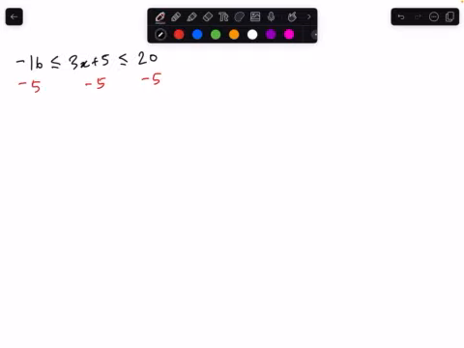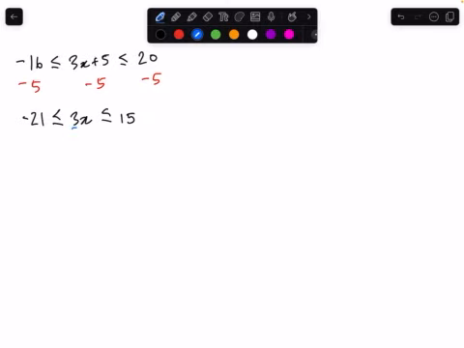we're going to end up with -16 minus 5 on the left side, which is, again, I'm not the best at mental math, so 16, 17, 18, 19, 20, 21. We have -21 on the left side, which is less than or equal to 3x plus 5 minus 5, which is just 3x. The plus 5 and minus 5 just give plus 0, which is less than or equal to. And then we have 20 minus 5, which is just easy. It's 15.